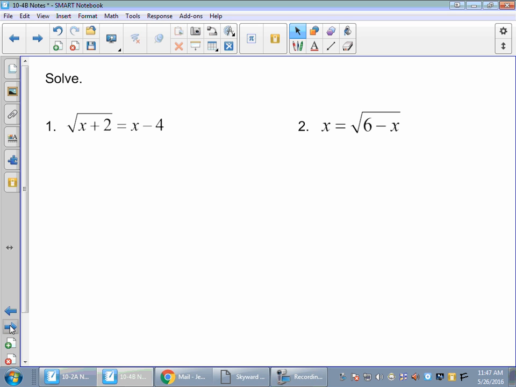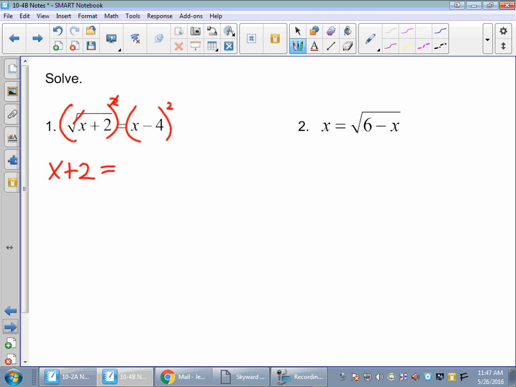Same as before. We have to isolate the radical, which it is. So then we're going to square both sides. When you square both sides of this equation, you're going to square that entire quantity, x minus 4. When you square the square root, they cancel. x plus 2 is equal to the quantity x minus 4 squared. So I'm just going to rewrite it as x minus 4 times x minus 4. When I FOIL that, I get first term x squared, outer negative 4x, inner negative 4x, and last terms gives me 16.